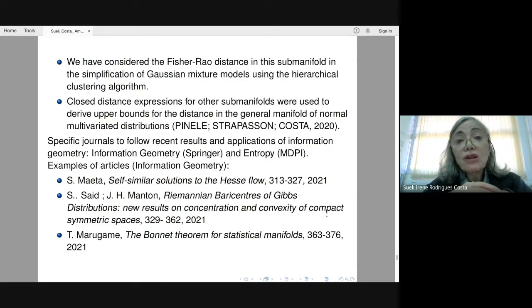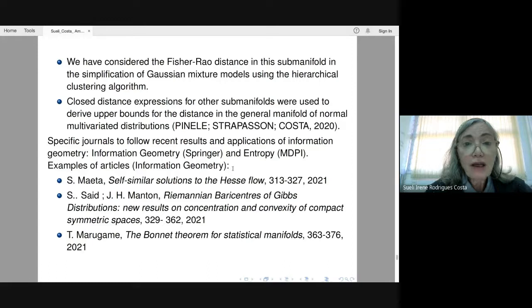We also use the expression for this submanifold, from which we can get a closed form, to derive an upper bound for the distance in the general manifold of multivariate distributions, right? These are the results that can be found in this paper, right?